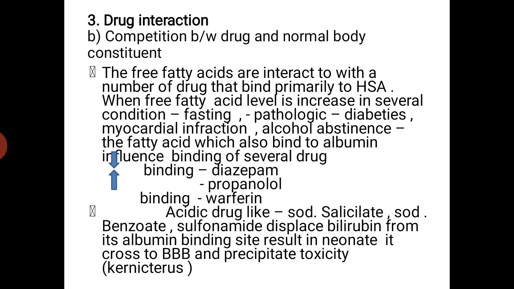Another example is bilirubin binding to human serum albumin. Bilirubin, a normal body constituent, binds with human serum albumin. So this can retard binding of various drugs like sodium salicylate, sodium benzoate, etc. Bilirubin binds with the human serum albumin, which retards the binding of drugs like sodium salicylate and sodium benzoate to the human serum albumin. So what happens? The sodium salicylate and sodium benzoate have higher affinity. So these drug molecules again undergo a drug interaction with the human serum albumin.